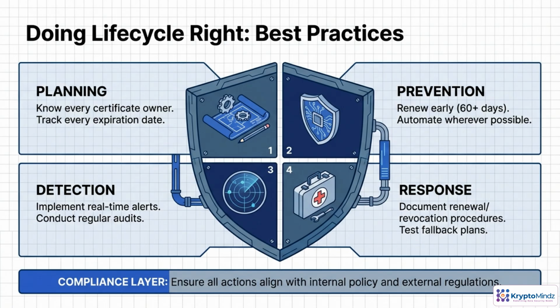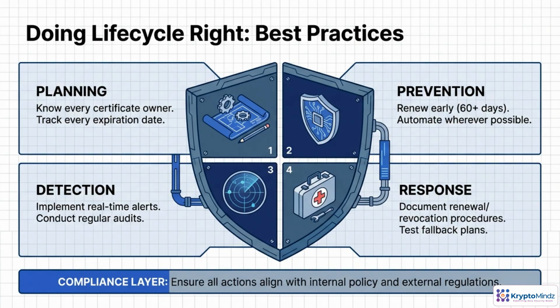Prevention is about staying ahead of problems. Renew early, not in the last week. Wherever you can, automate issuance, renewal, and installation, so you're not relying on manual calendar reminders. Detection assumes something will still slip through. Use real-time alerts for upcoming expirations or misconfigurations, and back that up with regular audits, so you catch rogue or shadow certificates.